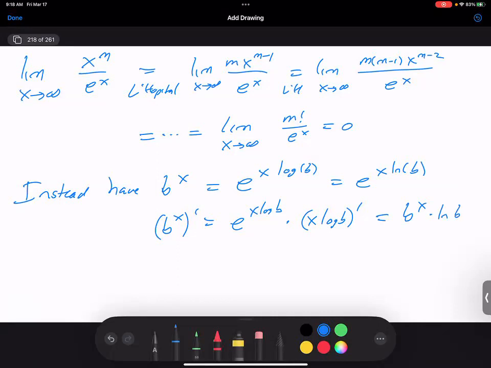So the only change is that every time we take the derivative of the denominator, we get an extra factor of the natural log of b. So the same type of analysis would work as long as the base is greater than 1. And we need the base to be greater than 1 so that we get infinity over infinity. So again, this is how you would attack problems like this.